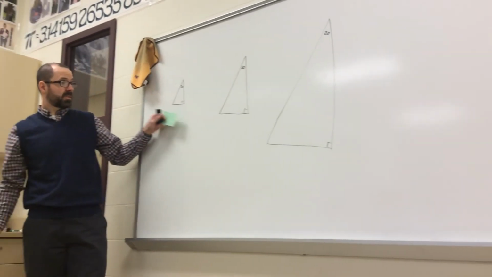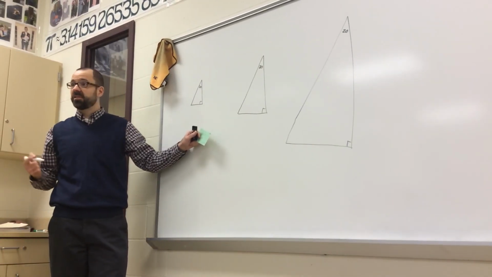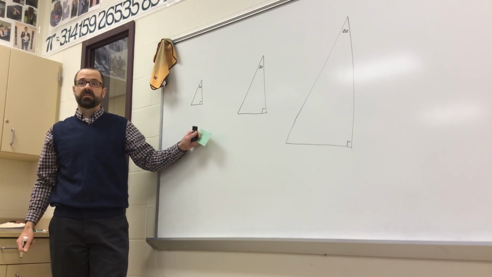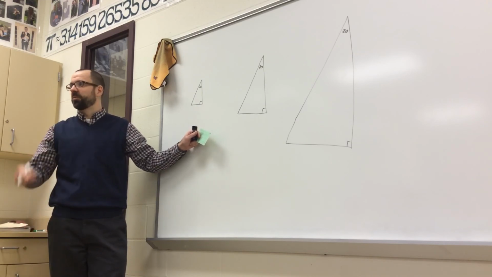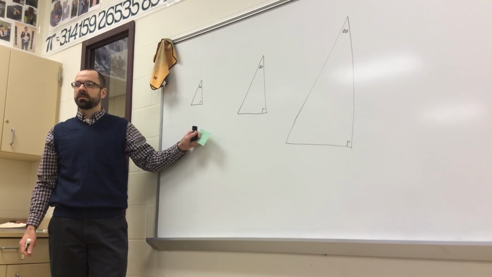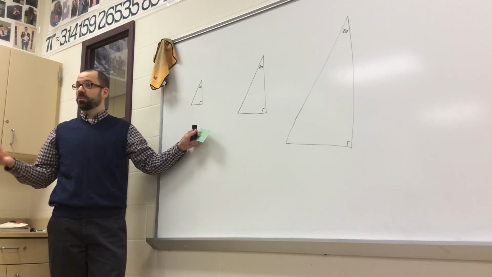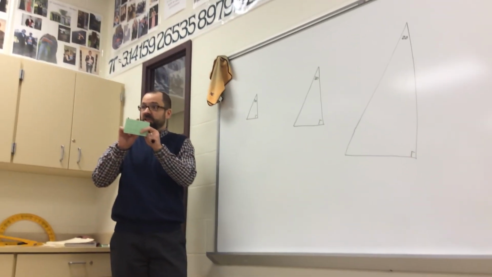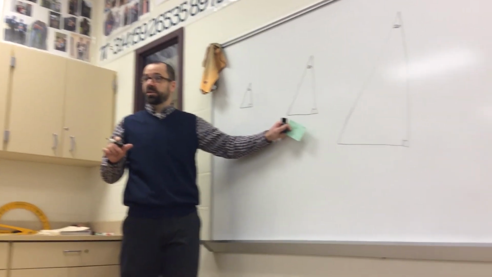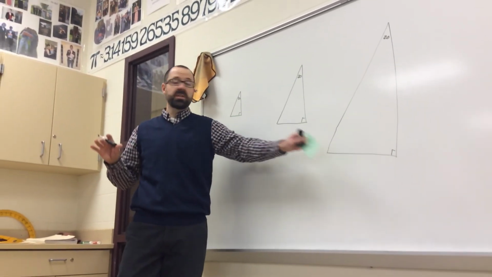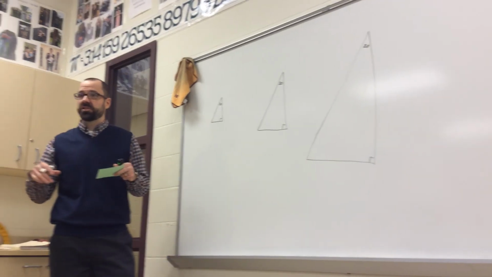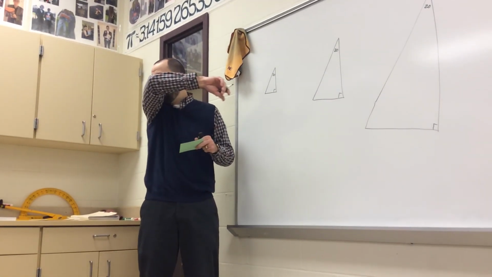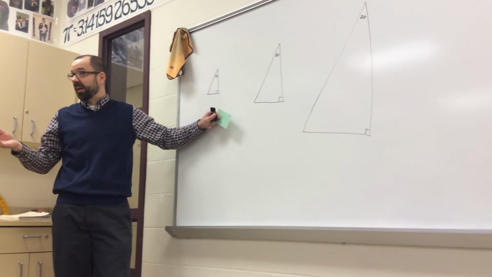Okay, so I got three triangles. They all have a 90-degree angle, and they all have a 20-degree angle. So what's true about these triangles? Yeah, they're similar. Good. Because two congruent angles is enough to prove that triangles are similar. So that means that if you take this triangle and just enlarge it a little bit, you'll get the medium-sized one. And then if you enlarge it just a little bit more, you get the large triangle. They're the same shape, they're just different sizes. Okay, so that means they all have the same angles.